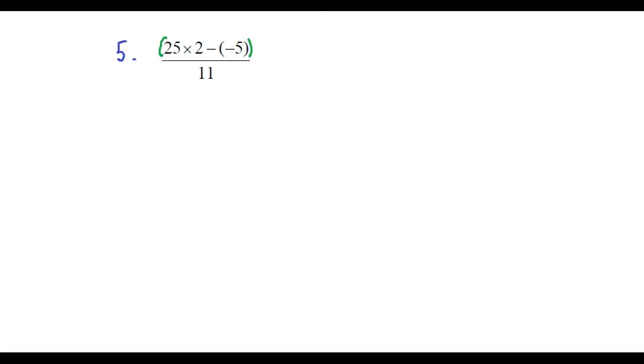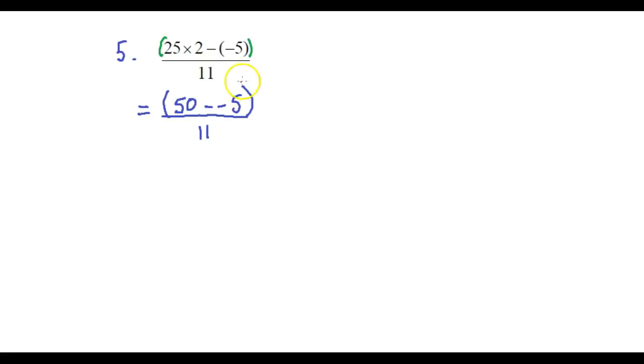Alright, let's see what we have to do. So we have to do that numerator first, which I've just put the bracket in for. But BIDMAS applies inside the bracket, so I've got to do the multiply. So I've got to figure out 25 times 2, which is 50. And then I have a minus minus. So I'm going to take care of that in a minute. And that's being all divided by 11.